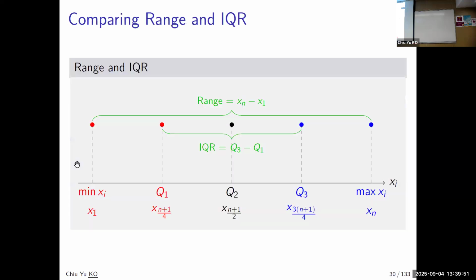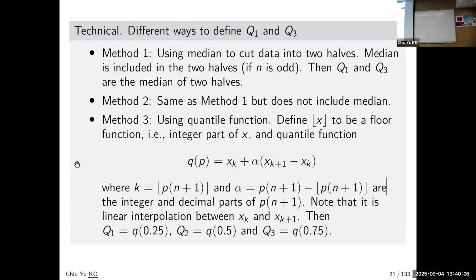Nevertheless, let's see this symbolic representation of the IQR. The range is the largest minus the smallest. The IQR is quartile 3 minus quartile 1. So let's define some ways to calculate quartiles. I will do method 1 and method 2 first, and then tell you method 3.